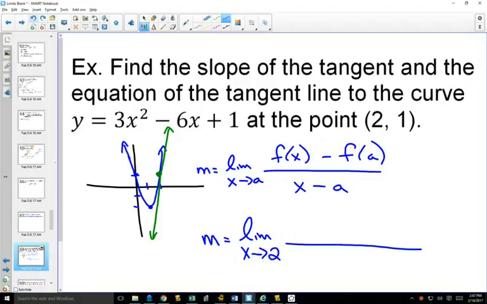f of x is our function. In this case, it's 3x squared minus 6x plus 1. And we want to subtract f of 2. Someone tell me the quick way to do f of 2? The long way to do f of 2 is to plug 2 in for x and figure out what it is. The quick way would just be to write 1. How did you know it was 1?